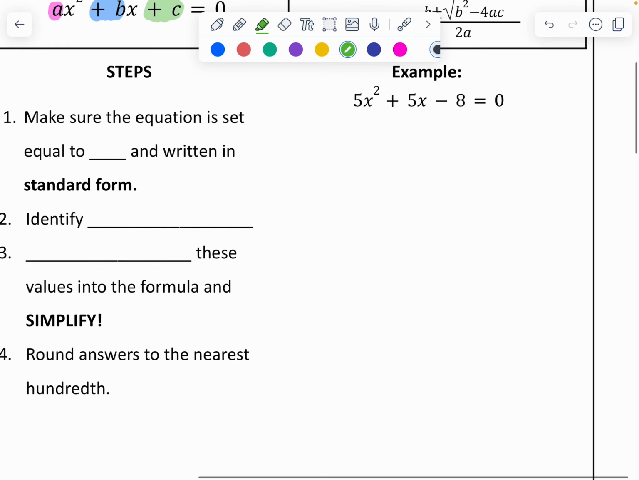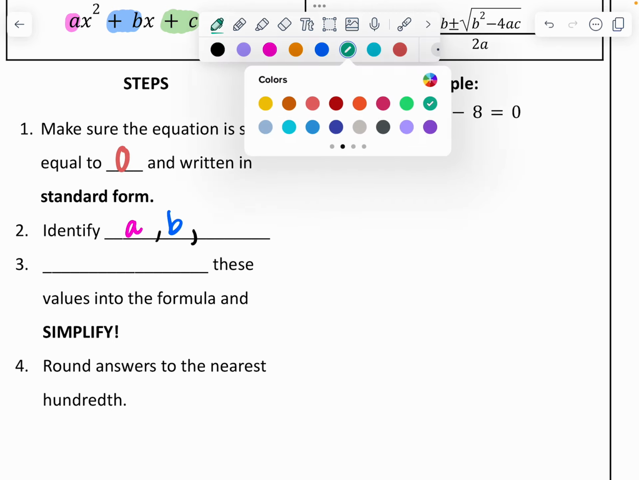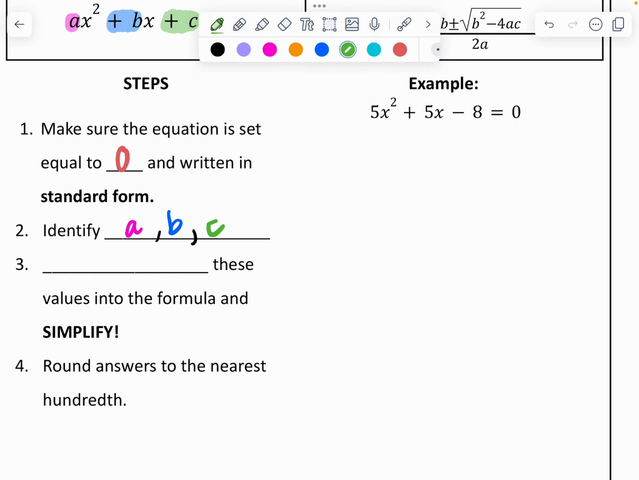Okay, so let's follow these steps and do this example. Make sure the equation is set equal to 0. So we know that this is equal to 0, and it is written in standard form. Next, we're going to identify A, B, and C.